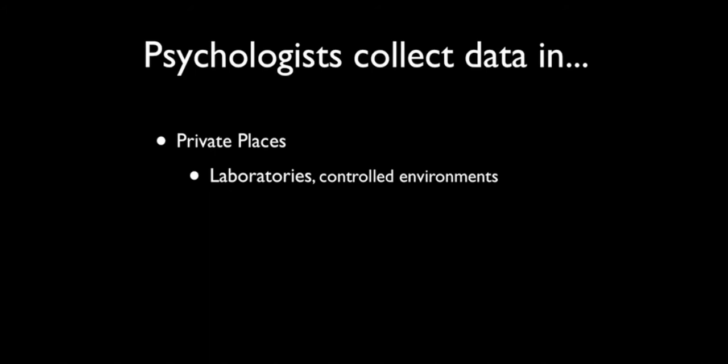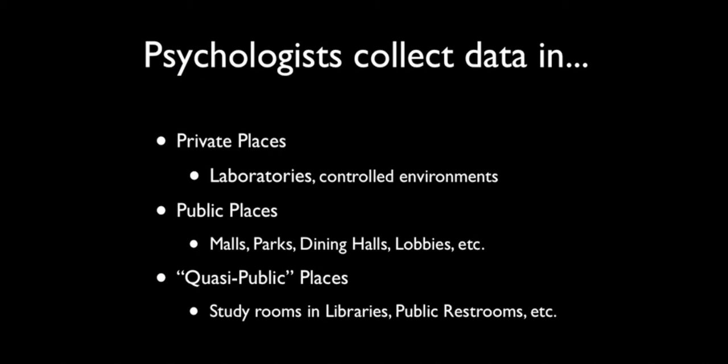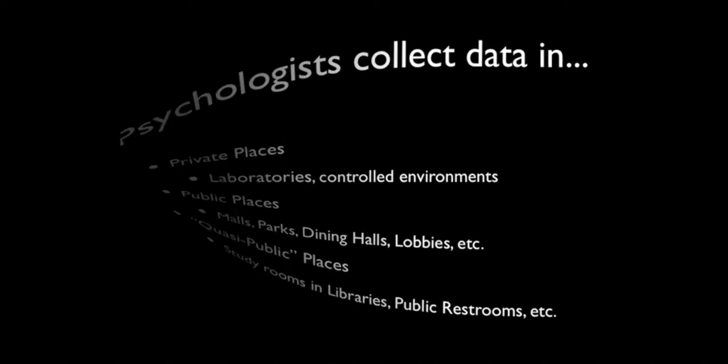Psychologists collect data in a variety of environments. Some are considered private, such as laboratories or other environments that we can control. Some are public places, such as malls, cafeterias, or lobbies of buildings. And still other places may be referred to as quasi-public. That is, places that are technically public, but where we seek and expect a degree of privacy, such as study rooms in the library or even public restrooms.